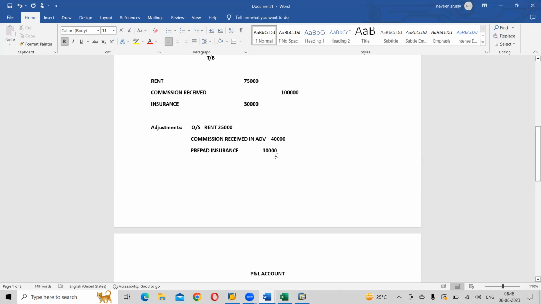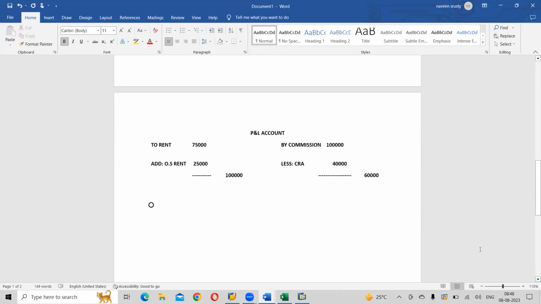Then what is the thumb rule? You have to decrease the value, meaning only the current year we need to show. What is the current year insurance? 20,000. Correct. So current year insurance is 20,000. The total 30,000 is not related to the current year; out of this, we have 10,000 of next year. So we need to deduct that, that is nothing but less prepaid insurance. I'm writing in short form. How much is it? 10,000. Right? So what is the current year related amount we need to take in our account? 20,000. Is this clear? Any questions?